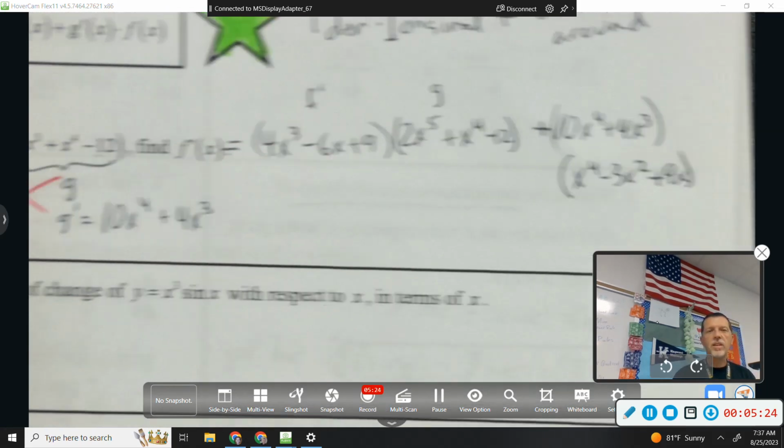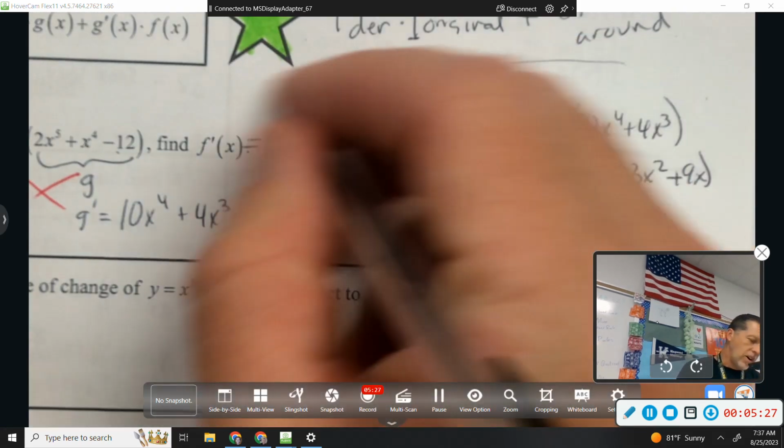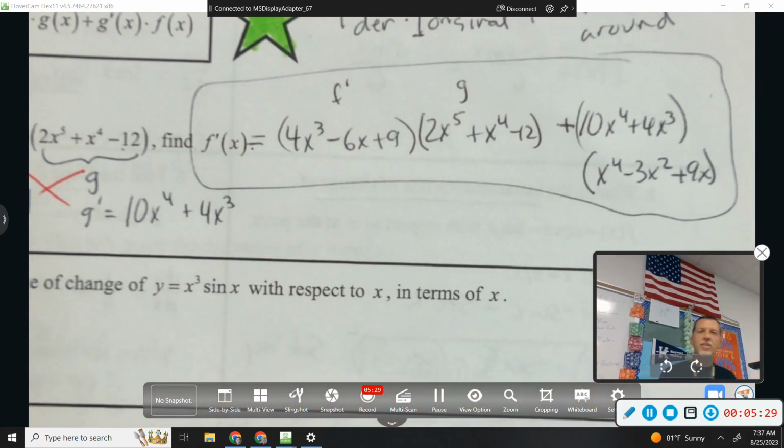Put that where you can see it. So all of that is the derivative. It's way more complicated than just the derivative of the first piece times the derivative of the second piece. It's one of the pieces times the derivative of the other plus the other way around.